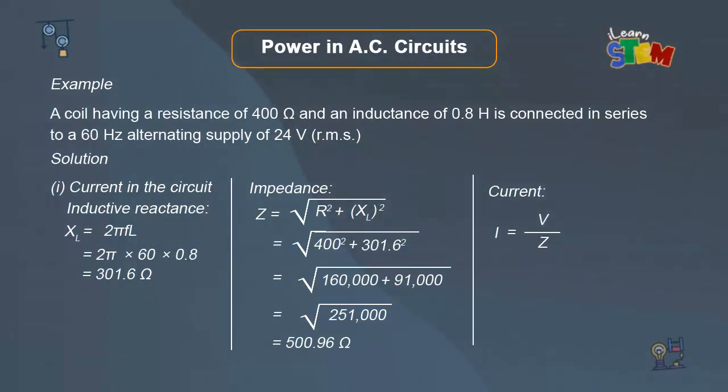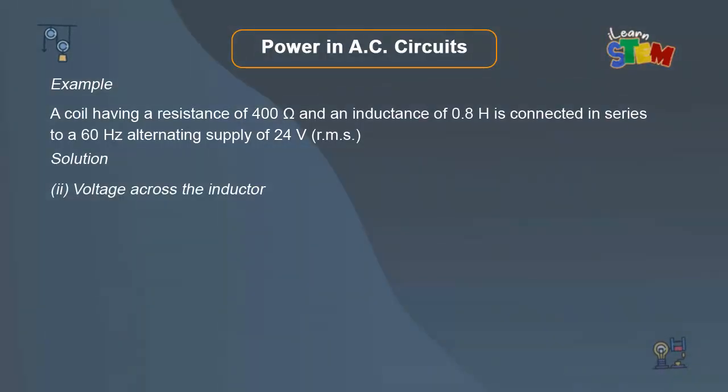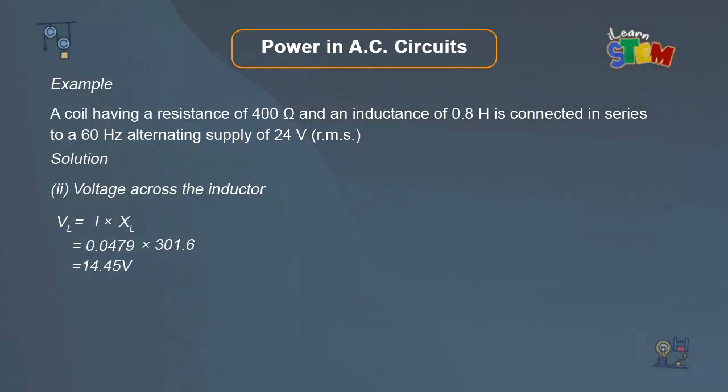Current in the circuit. The current is voltage divided by impedance. So, 24 divided by 500.96. This gives 0.0479 amperes, or 47.9 milliamperes. Step 2. Voltage across the inductor. This is current multiplied by the reactance. So, 0.0479 times 301.6. That equals 14.45 volts.